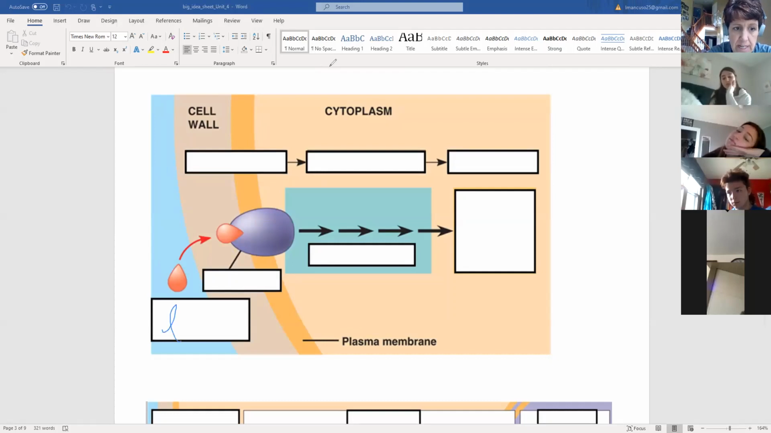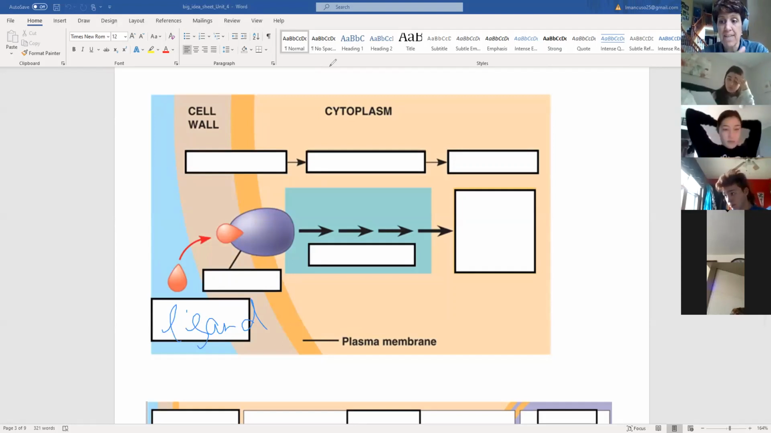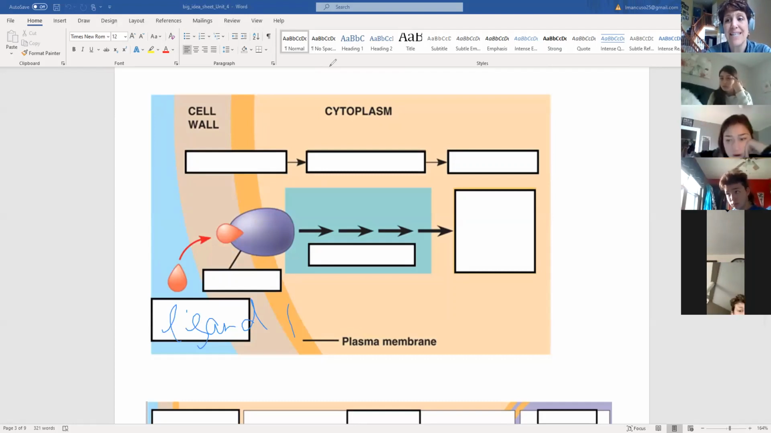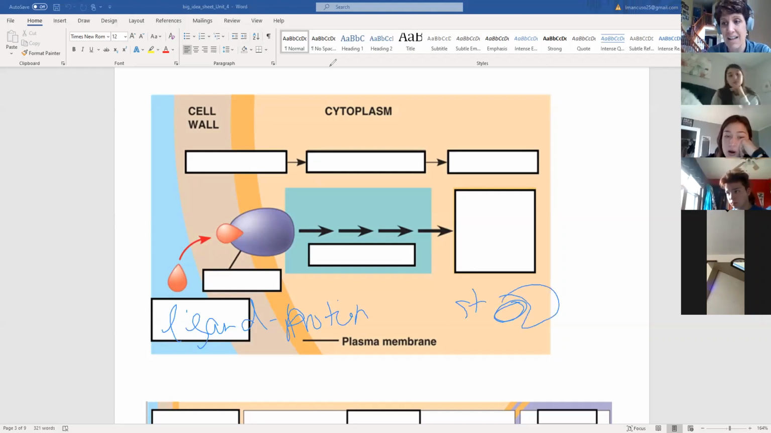In this diagram, the first thing I notice is this red guy. That's definitely my ligand. That's my signal molecule. Almost always it's a hormone. Hormones are proteins or steroids. Would this one be a protein or a steroid based on that receptor? If the receptor is here on the cell membrane, I think protein, because it can't go through. Exactly. If you had a steroid hormone, it would go in here and the receptor would be in the cell, in the cytoplasm. So this is a protein ligand.